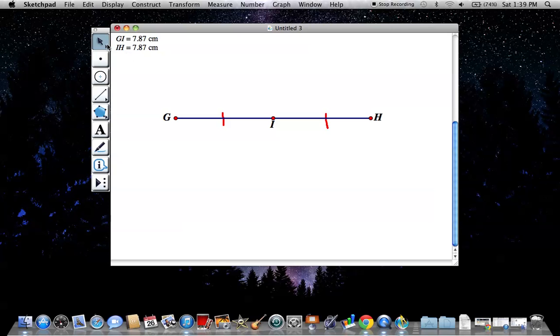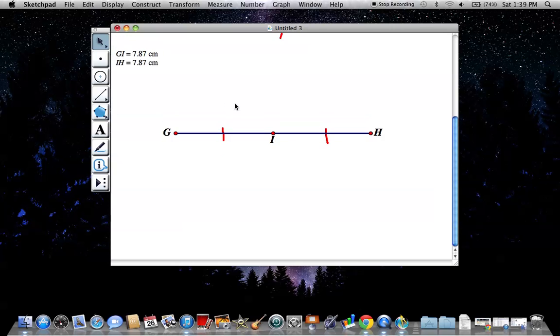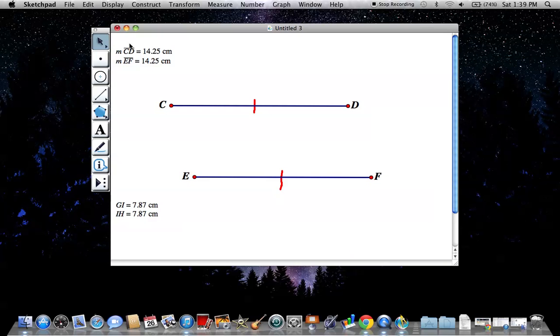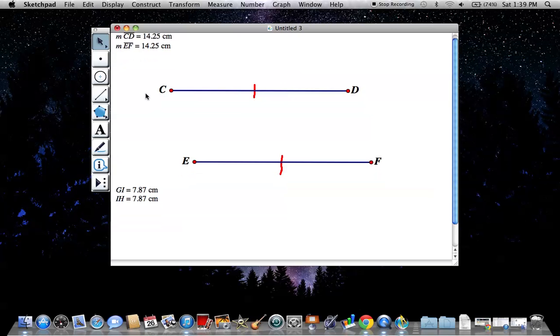If there's no line above it, that means distance. It means the distance from G to I is 7.87. The distance from I to H is 7.87. Or if you scroll up, if you see how it put the M and then line segment, that means the measurement of. Okay? So either one of these is a way to label the distance.